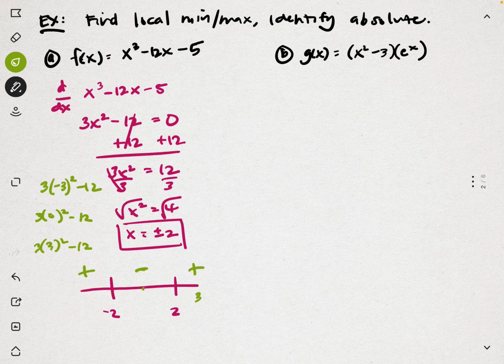So from this chart, because it's going from positive to negative here, it's increasing to decreasing, this is going to be a max at negative 2. And then there's going to be a min where it changes from decreasing to increasing.